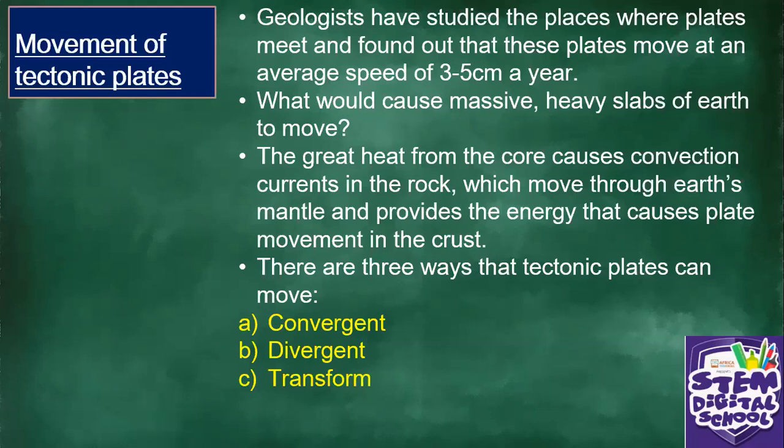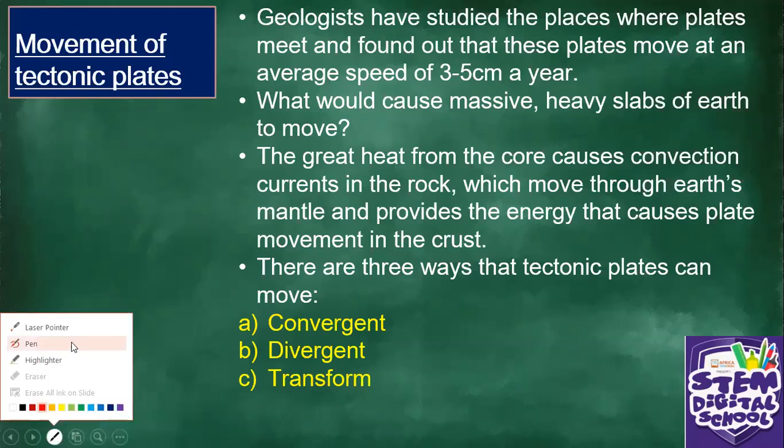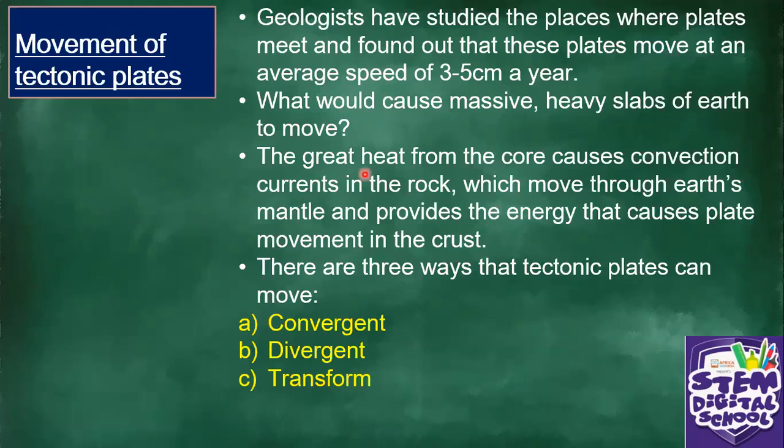So you can see the effect. It starts from where? From the core. So the great heat in the core, it breaks what? The rock, causing what? Convection currents, which provide energy for the plates to move.